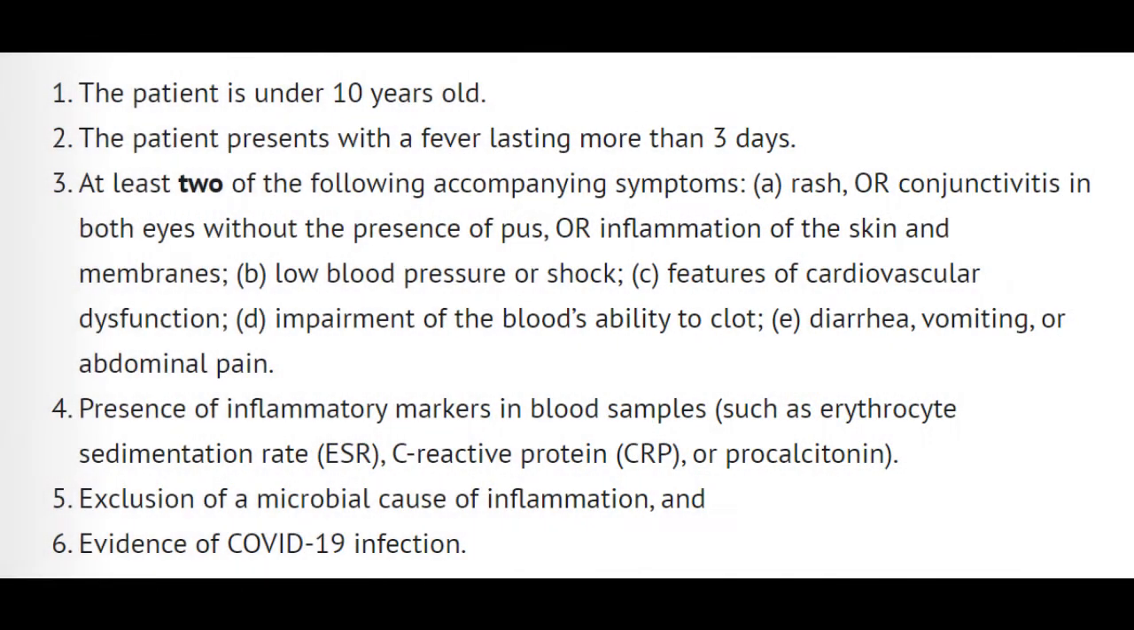So when a child presents with MIS-C, they always have a persisting fever of more than 3 days long. And they'll also have a couple of these symptoms that indicate systemic inflammation. They'll have rash or conjunctivitis in both eyes, inflammation of the skin and membranes, low blood pressure or shock. Very dangerously, they'll have features of cardiovascular dysfunction as a result of this systemic inflammation, an impairment of clotting ability, diarrhea, vomiting, or abdominal pain. And finally, to diagnose MIS-C definitively, the child will show a couple different types of inflammatory markers in the blood.